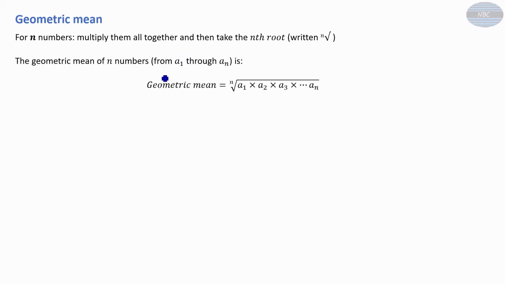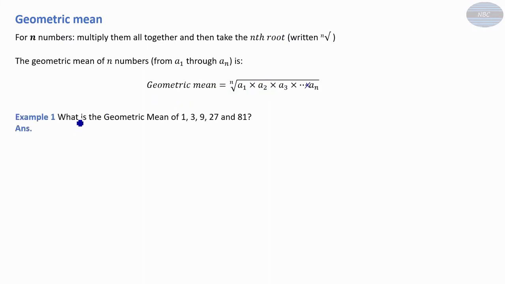The geometric mean of n numbers from a1 through an is, geometric mean is equal to, first we multiply all the numbers a1 into a2 up to an. So there is a multiplication here, then you take the nth root. There is the nth root of those multiplied numbers, then we'll get the geometric mean.